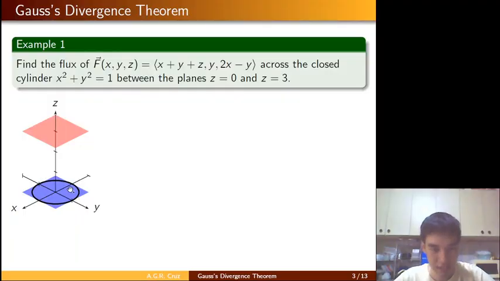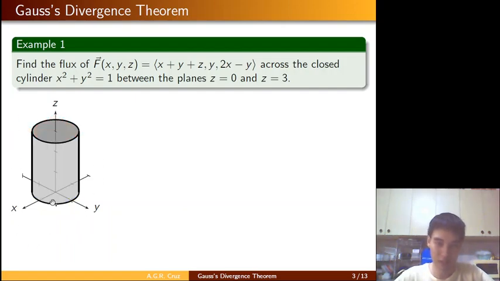Tapos itong black na curve na to, remember it's between the planes z equals 0 and z equals 3, no? So to get the entire cylinder, itong circle na to, let's move that upward until we get to the plane z equals 3. So we move that until we stop at this point so that yung surface in consideration natin, it's now this one. So ito yung surface na kailangan natin. So let's now set up the integral that we need.